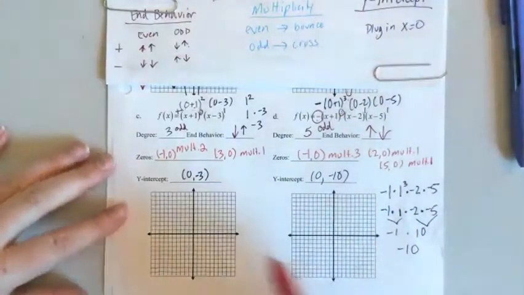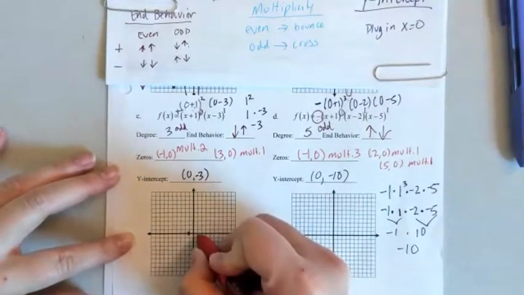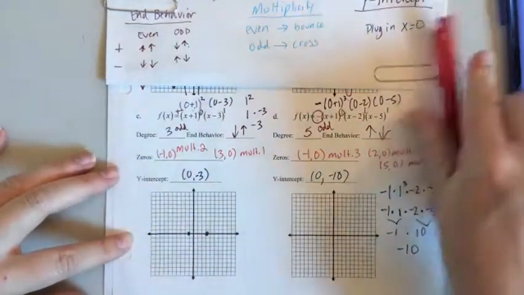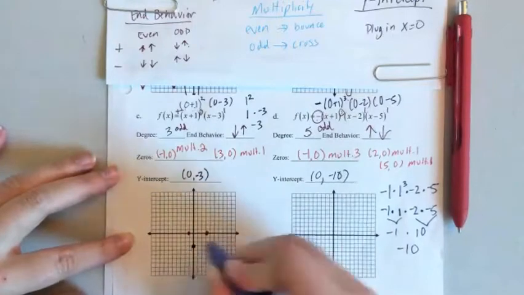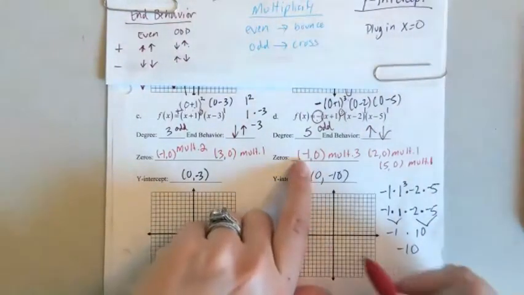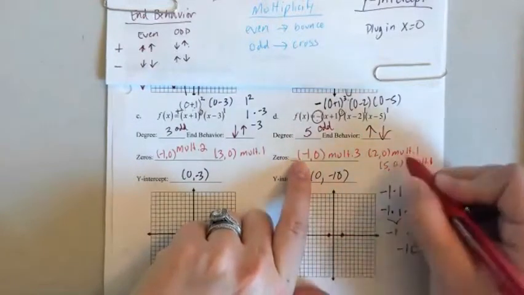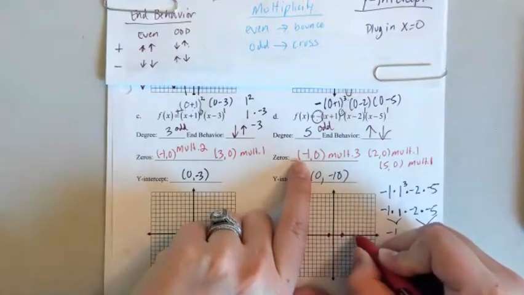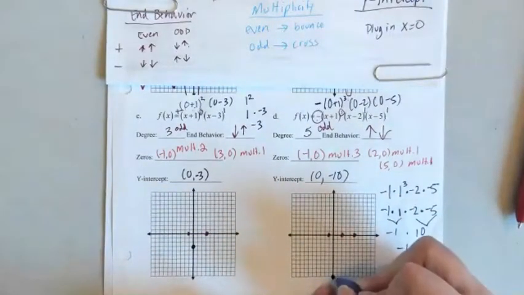All right, it's plotting time. Plot a 0 at -1 and at 3, and a y-intercept at 0, -3. Come over here, I've got a 0 at -1, a 0 at 2, and a 0 at 5. And then a y-intercept down here at -10.